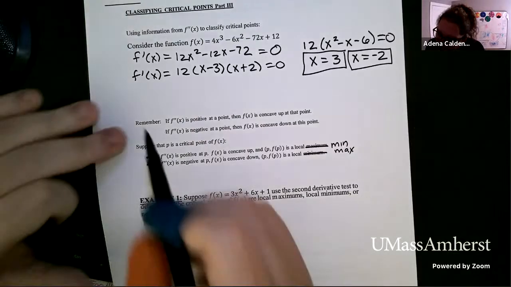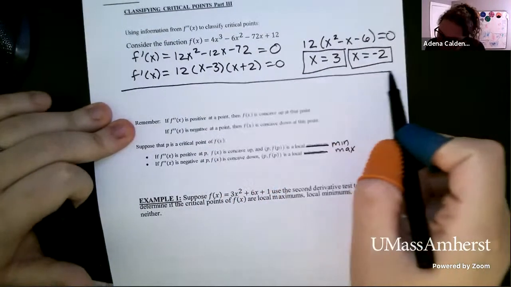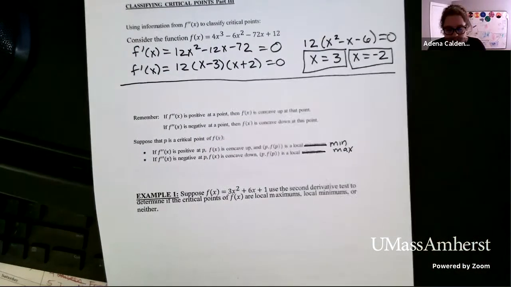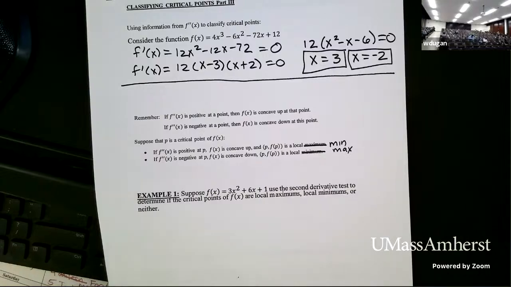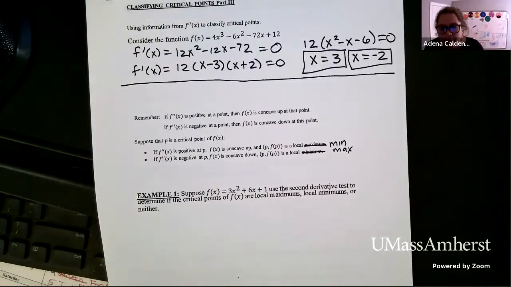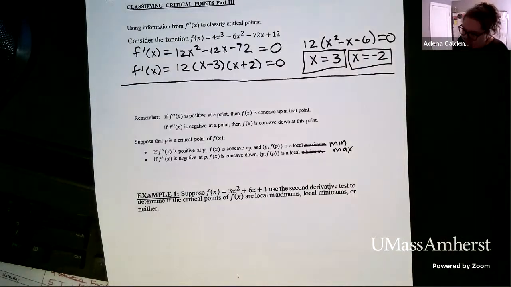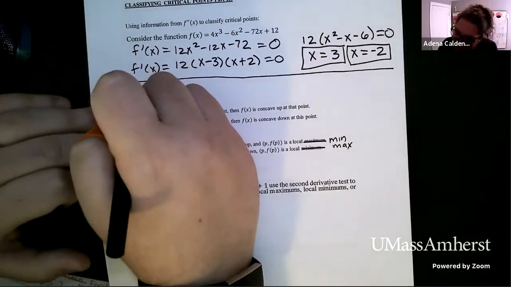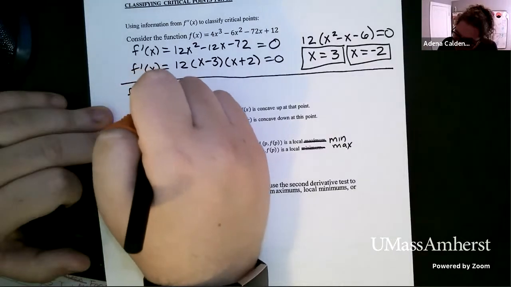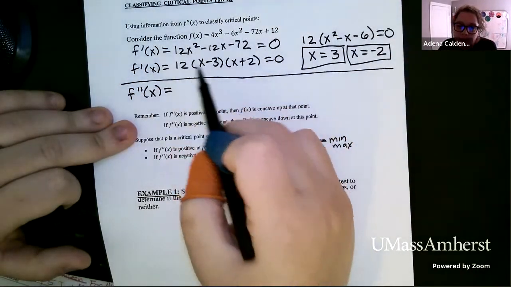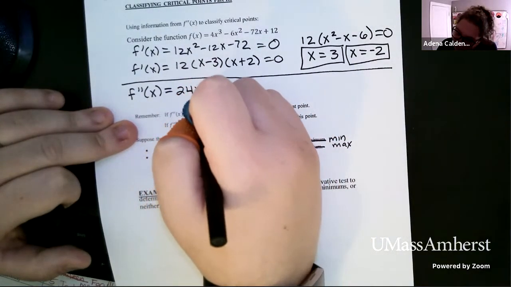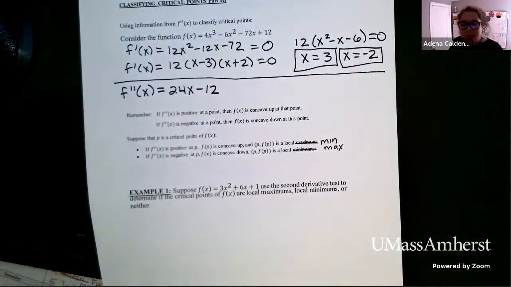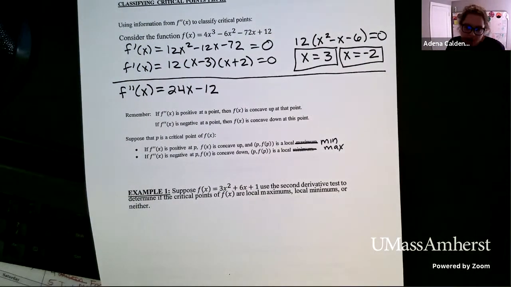So now what this test is saying is that we can use the second derivative to classify these critical points. As a reminder, we already classified them with the first derivative test by making a chart and the original function test by graphing it. So we already know what to expect here, but how do we use the second derivative? Well, let's find the second derivative function here. We go back to the unfactored version of the first derivative to make this easier, and we get 24x minus 12. So our second derivative is 24x minus 12.